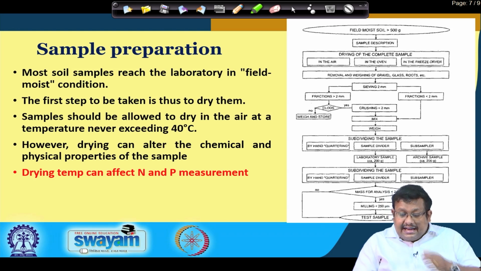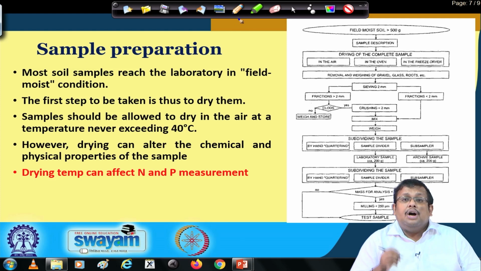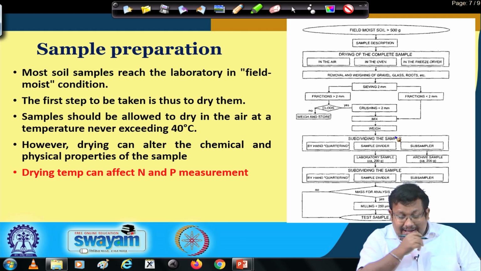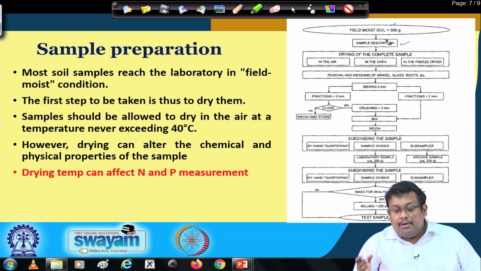So, this diagram basically shows in detail the different steps of sample preparation. So, let us consider that a field moist sample with a weight of greater than 500 grams has been collected. Once we collect the soil sample, the next important step is to describe the sample. Without description of the samples, it is meaningless, because we cannot go back and see the same site and check whether there has been any change in the pollutant concentration or not. The sample description is also needed for identifying the root cause of these pollutants.